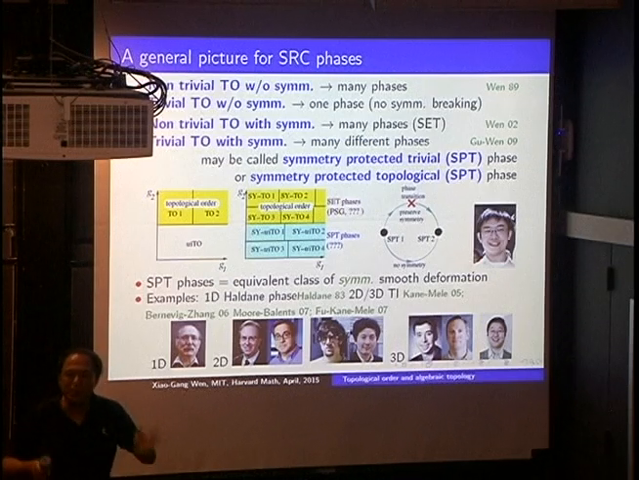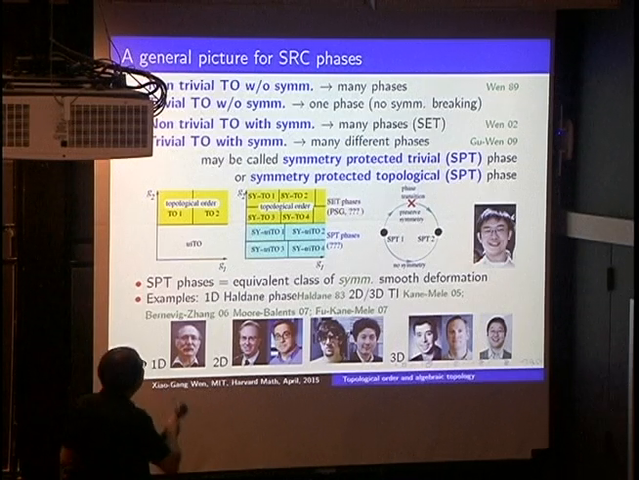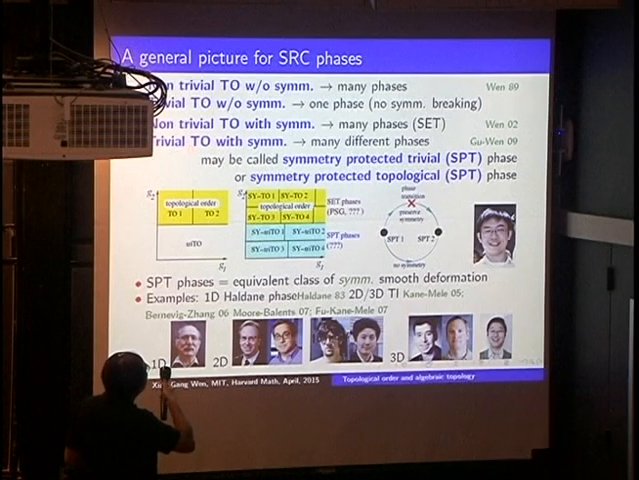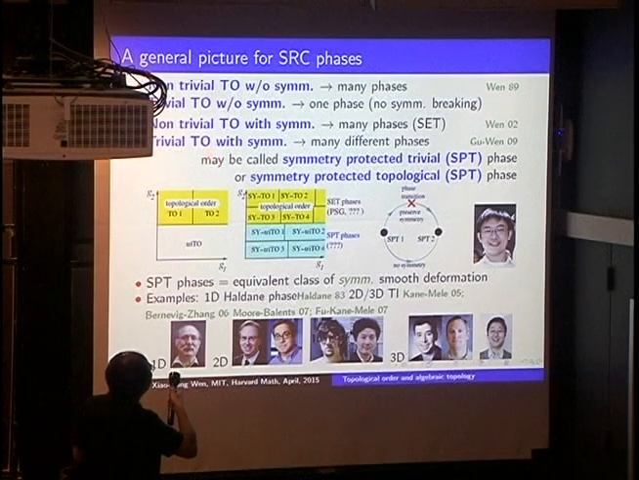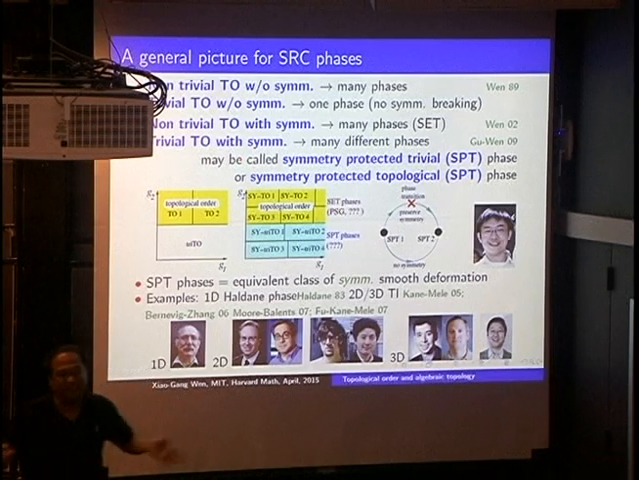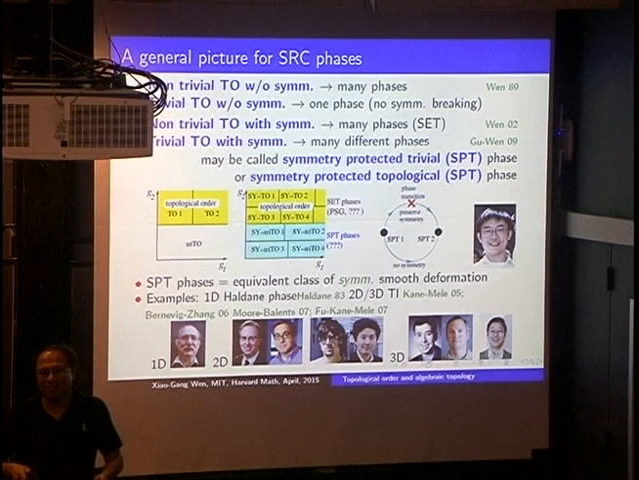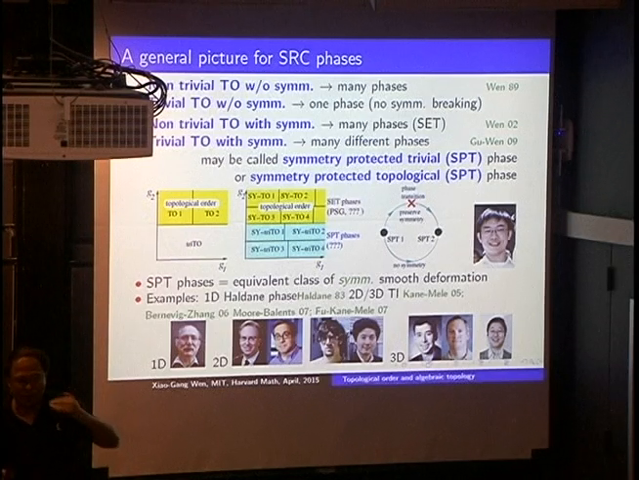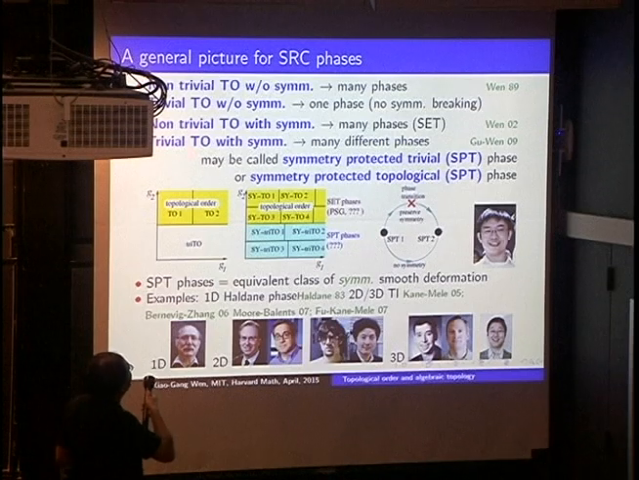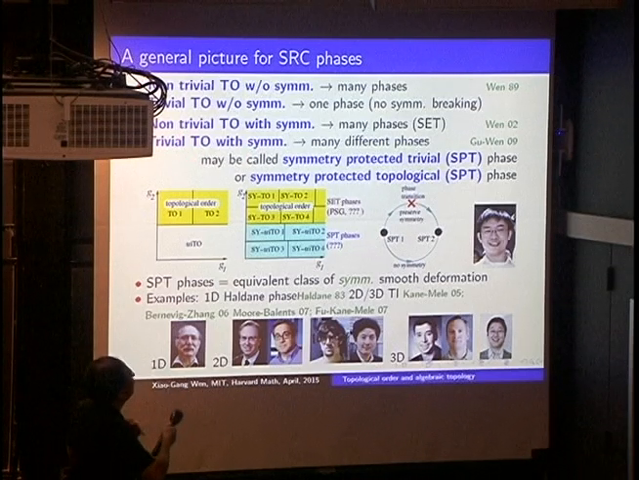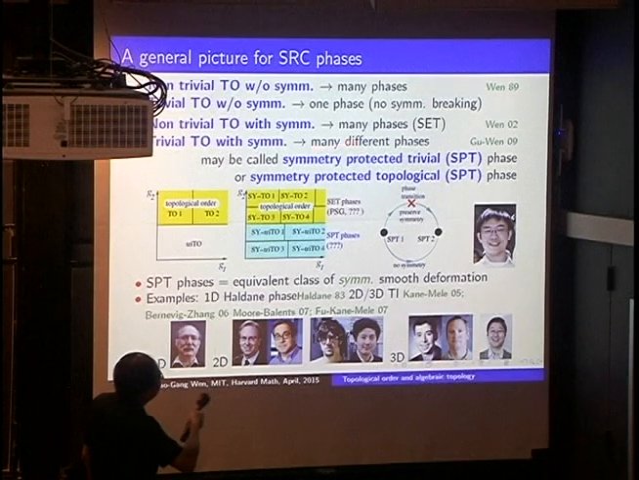But then there's a simpler situation. That is, suppose we don't have a topological order. If you don't have a topological order, but with a symmetry, it turns out that here's a little surprise. Usually, if you don't have topological order, and no symmetry breaking, you should have nothing. But actually, the surprise here is that even without topological order, and with the symmetry, but without spontaneous symmetry breaking, we can still have many different phases.